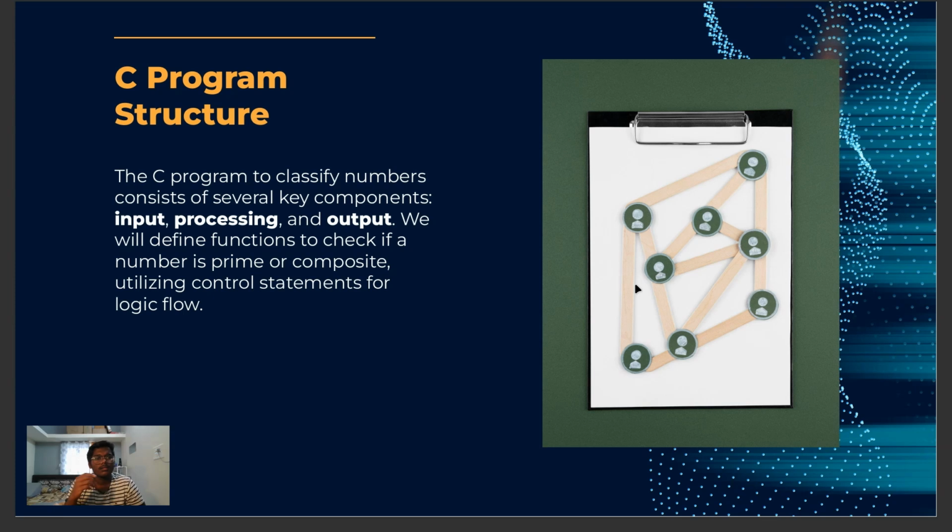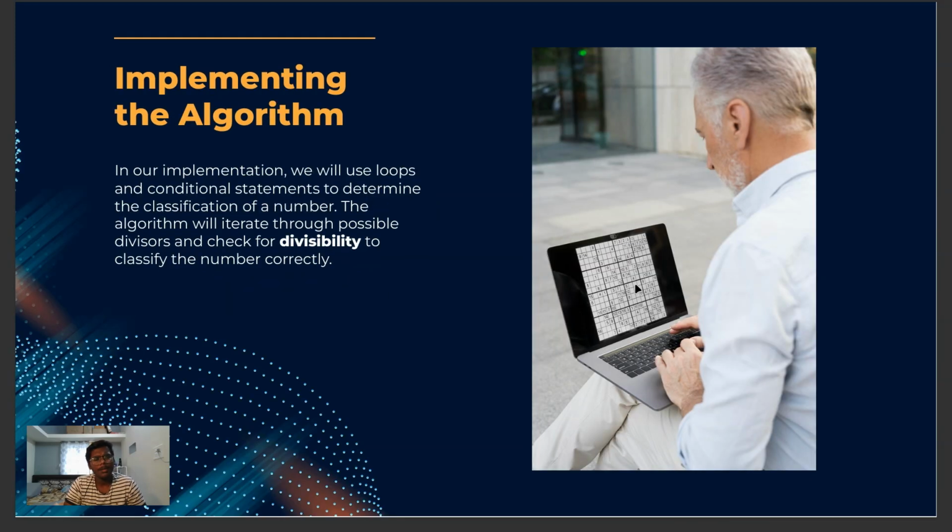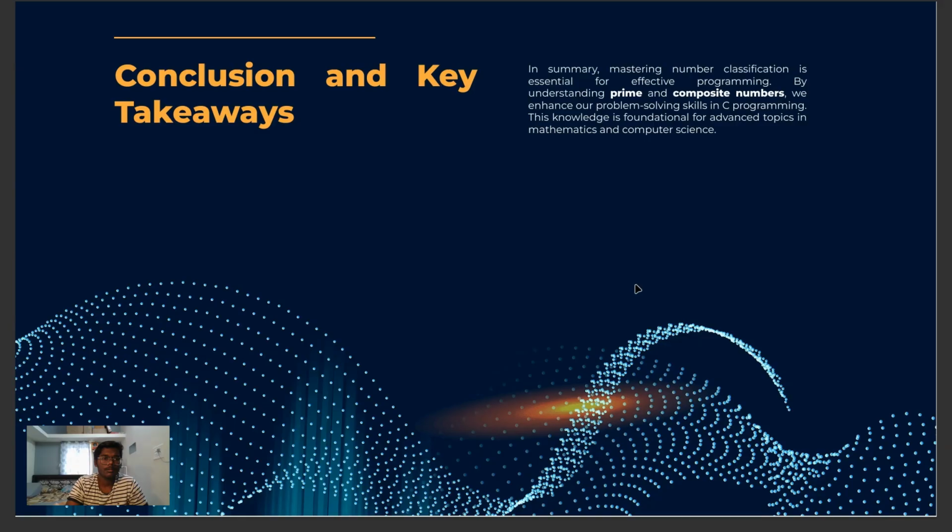C program structure. How would you write a C program? A C program to classify numbers consists of several key components: input, processing, and output. We will define functions to check if the number is prime or composite. Implementing the algorithm, we will use loops and conditional statements to determine the classification of the number. The algorithm will iterate through possible divisors and check divisibility to classify the number correctly.